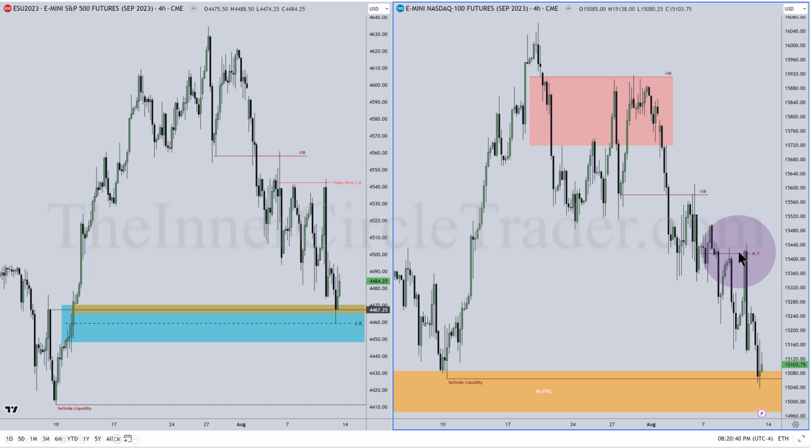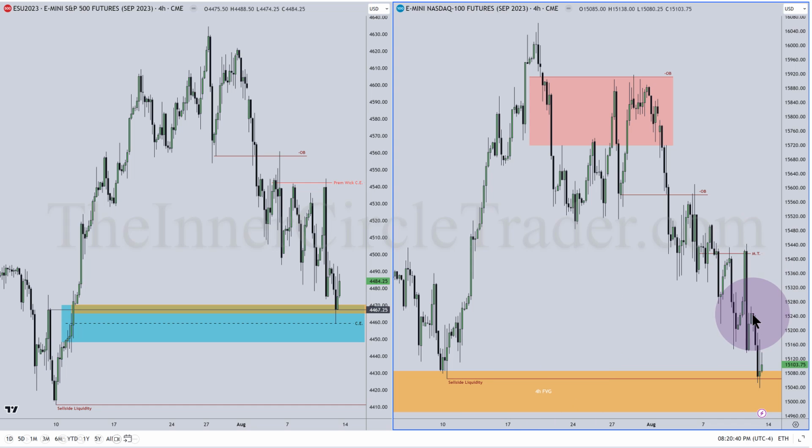Again, looking at the daily chart, we're transposing all those daily and weekly annotations to the lower time frame so that we don't lose sight of where we are. And the market trades aggressively down into the sell side here, is what I mentioned, also in the context of that 4-hour fair value gap.